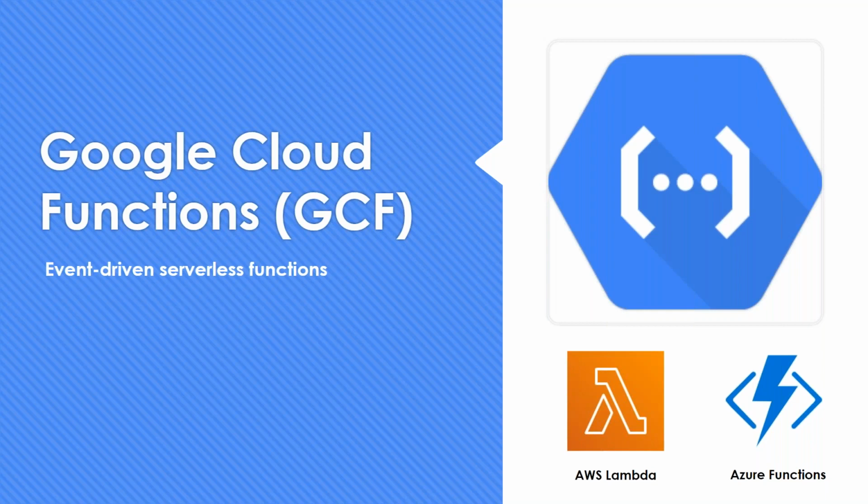GCF. In four words, if I were to explain this, it is event-driven serverless functions. Only when an event occurs, you can invoke this. If no event occurs, you are not going to invoke it. And this, I would say, is truly serverless. The reason why is when it comes to App Engine, right?